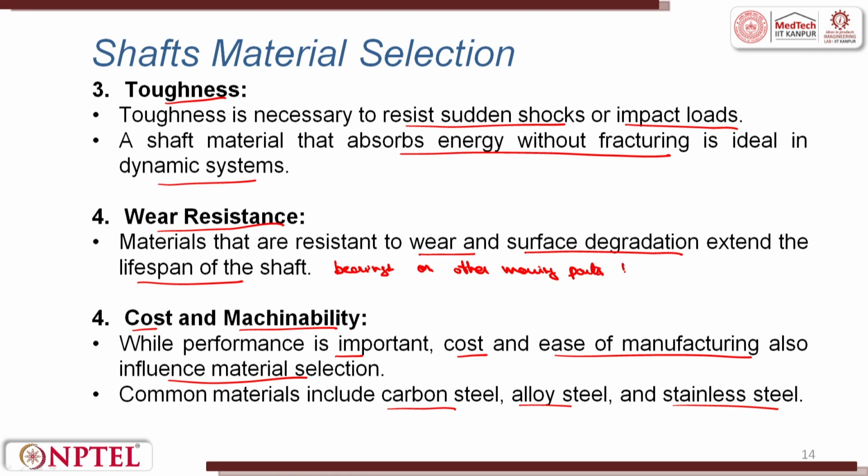Parts that involve friction. Similarly, we talk about cost and machinability. So, there should be a balance between cost, machinability and performance.